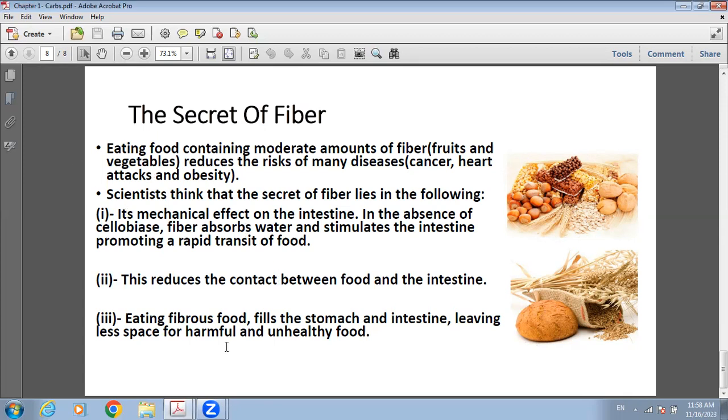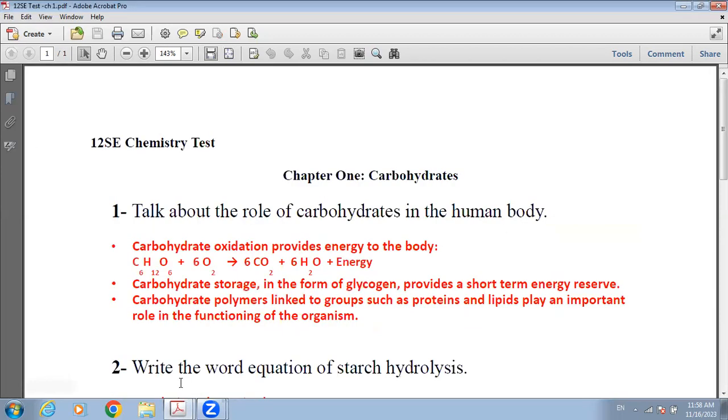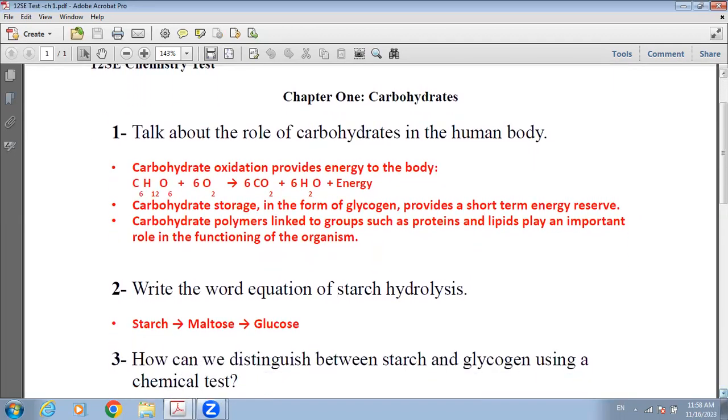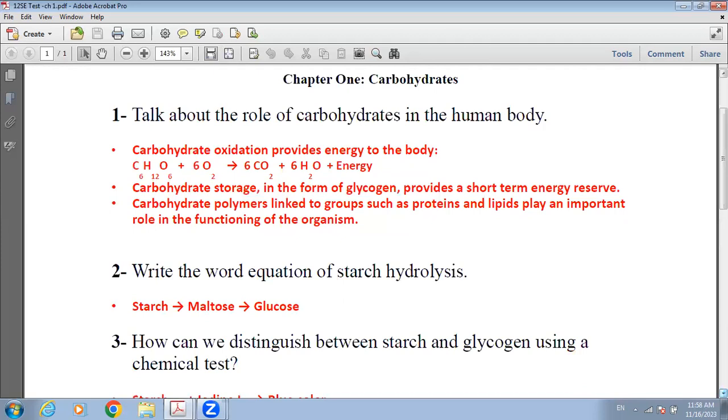Now, let us see a sample test. Question number 1. Talk about the role of carbohydrates in the human body. We saw in the end that carbohydrates have 3 main roles in the human body. First, carbohydrate oxidation provides energy to the body.